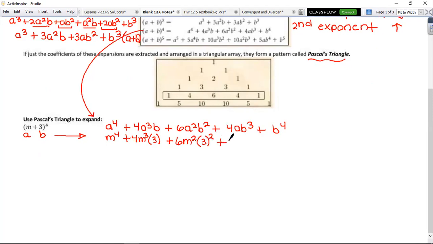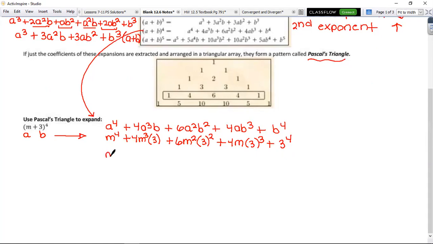Plus 4. A is m. And b is a 3. And we're going to cube it. Plus 3 to the 4th. You guys see how that works? And again, it's faster than FOILing, I promise. So now you just multiply this out and then you're done.